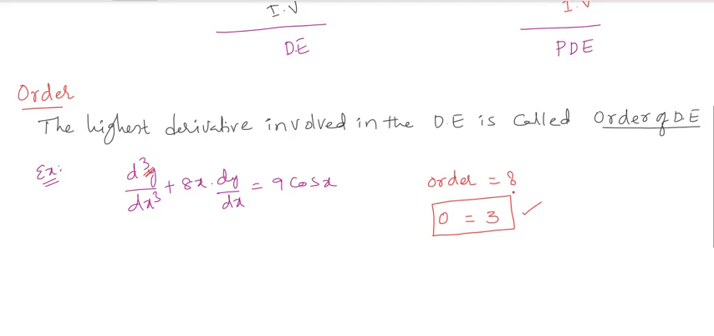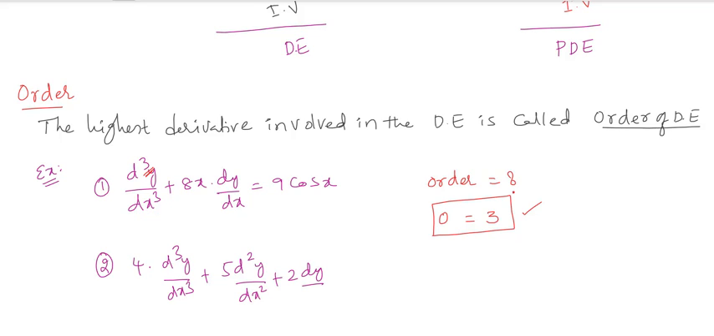You have to do it like that. Suppose I have one more example: 4 into d cube y by dx cube plus 5 into d square y by dx square plus 2 into dy by dx plus integral of y dx equals x square by 9. For this also you need to calculate the order. So concentrate here, don't go blindly.